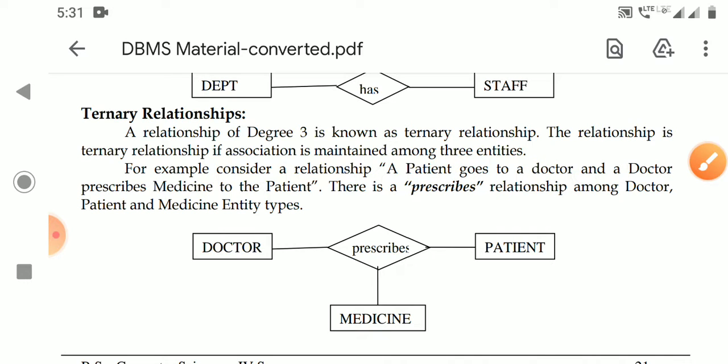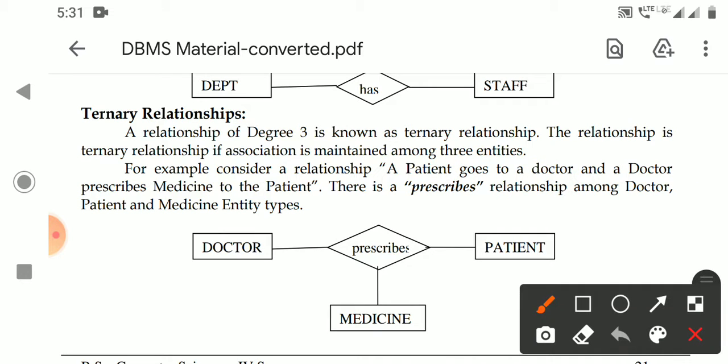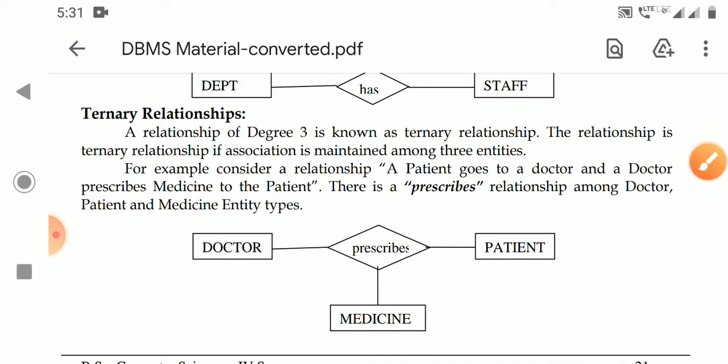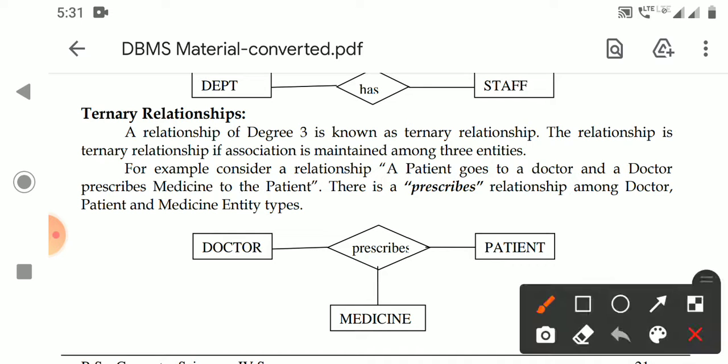Generally the relationships have verbs. Next, degree of relationships. Degree of relationship describes the number of entities involved in a relationship. You can have unary, binary, ternary. A relationship of degree 1 is called a unary relationship. A relationship is called a unary relationship if association is maintained with the same entity.